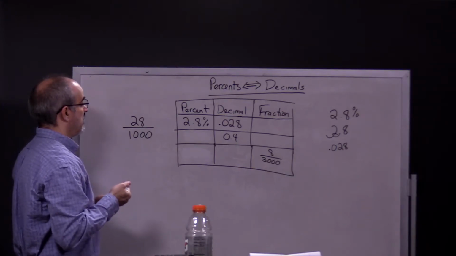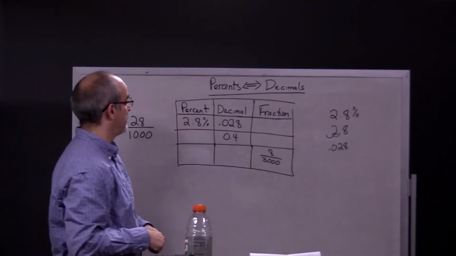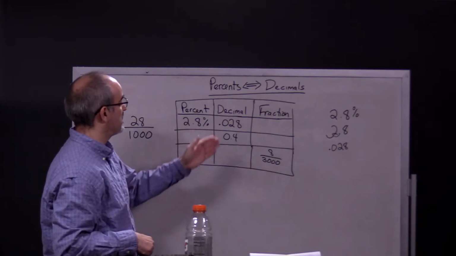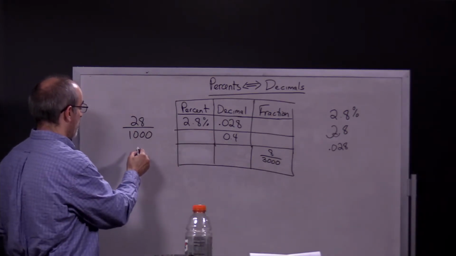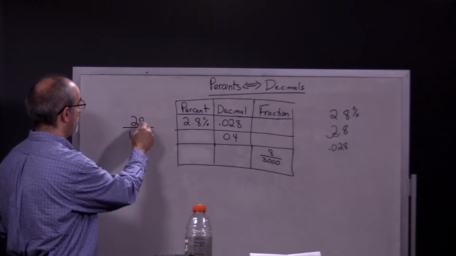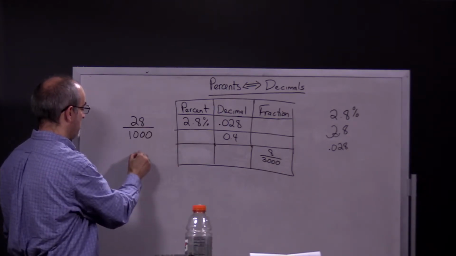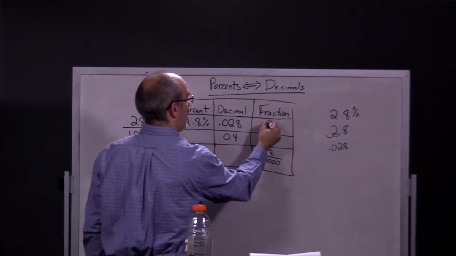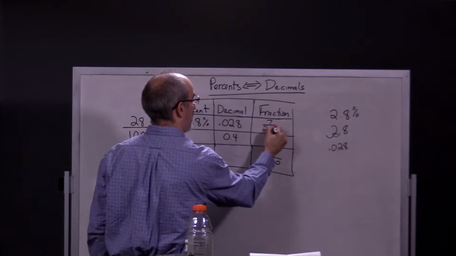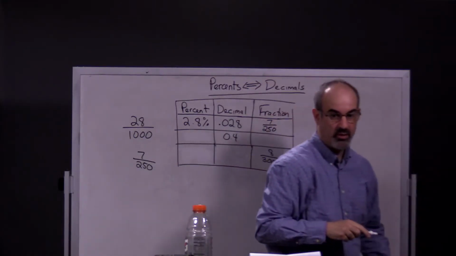So the fraction of 0.028 is 28 over 1,000, which simplifies to... 4 goes into both of these numbers... Seven over 250.